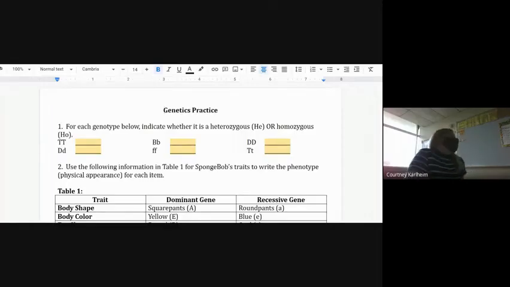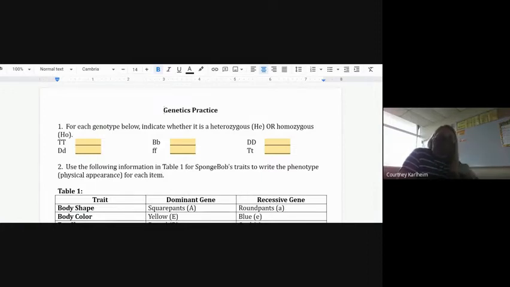But for the first question, it says for each genotype below, so remember the letters, you want to write down if it's heterozygous or homozygous. So we're practicing the terminology. So remember, homozygous means two of the same, and heterozygous is one of each.